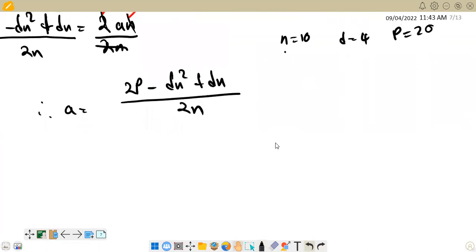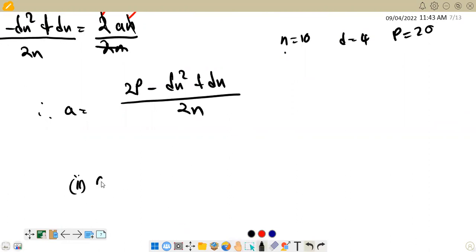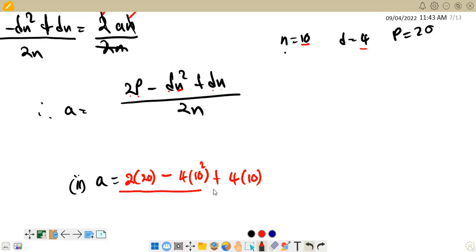Now let us substitute this information so that we can find a. This is now item 2 that we are attempting, just a continuation. Since you want to find the value of a, you continue from where you made the subject. So here is 2p, that is 2 times p, which is 20, minus dn squared. Our d is 4, so it's 4 times n squared, of which our n is 10, so it's 10 squared, plus dn, that's 4 times n. Remember, our n is 10. Everything over 2n, which is 2 times 10.